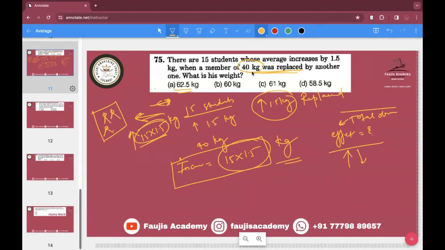This 40 kg person went outside of the group, and the average increased, so the person coming in is heavier. By how much? 15 times 1.5 is 22.5 kg. So the new person is 22.5 kg more than the previous one. The previous one was 40, so the new person is 62.5 kg.